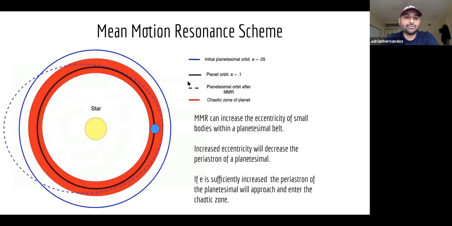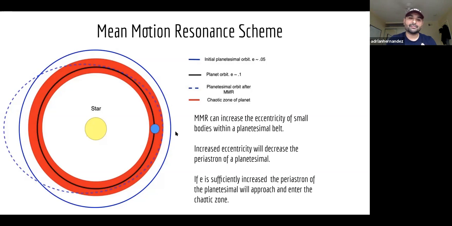And so here I show you an image. The solid blue line is the orbit of a planetesimal, and it has a small eccentricity of 0.05. And this solid black line here is the orbit of the planet, and it has an eccentricity of 0.1. And this thick red annulus here is what is called the chaotic zone of the planet.